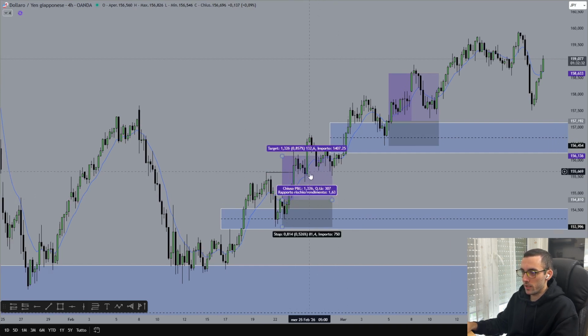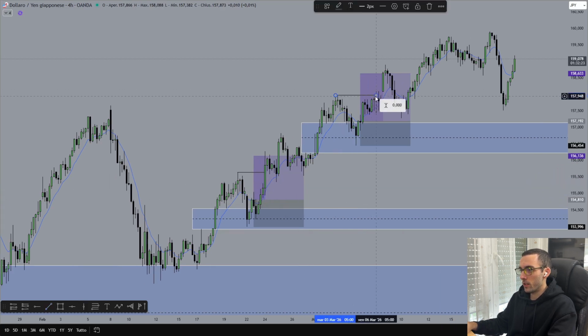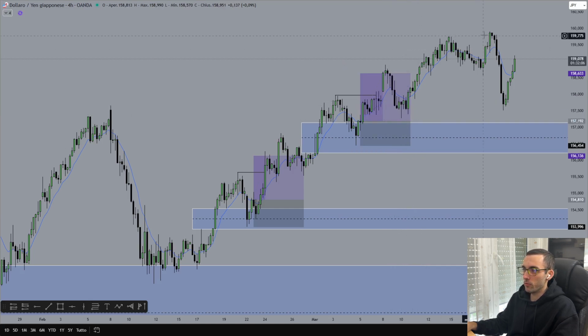And as you can see, price didn't test it, so it would have been good management. Same thing here. Once price touches this level, you bring the stop loss to break even, and in this case, you would have been lucky because it almost tested right here, but it didn't. So in the end, it would have been a good trade.